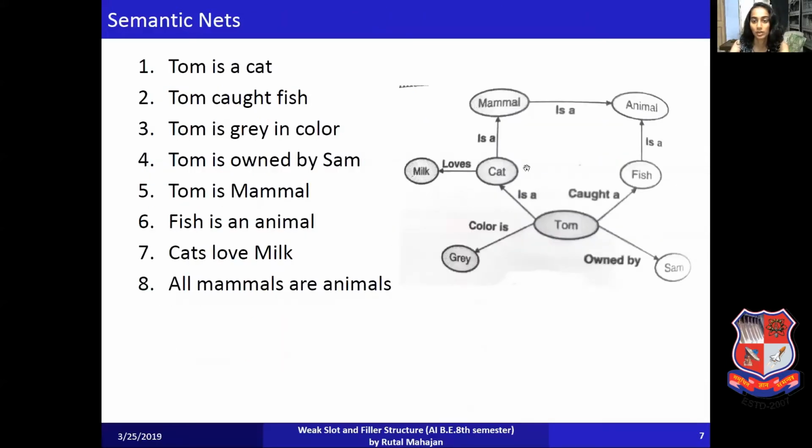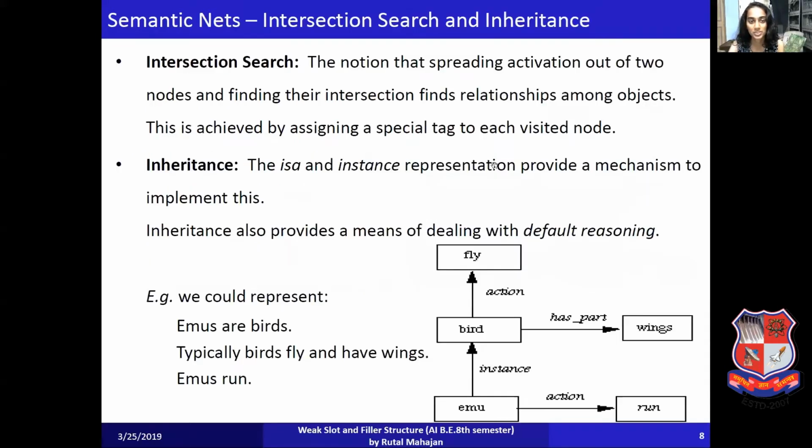Like over here, Tom is a mammal. Who is a mammal? Tom is a mammal. Then over here we can see mammal, cat and Tom. So this is how we got the answer. Tom is a mammal. Okay, who loves milk? Cat loves milk. Okay, loves relationship with milk is with cat. So this is how we can find out the answer. This is nothing but simply intersection search.